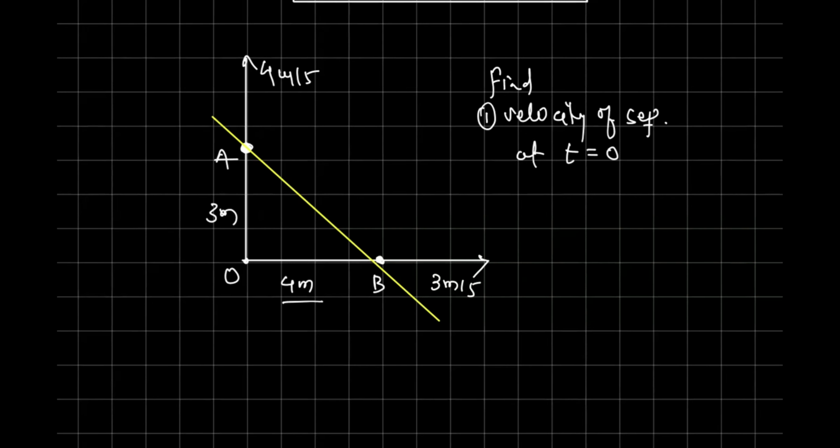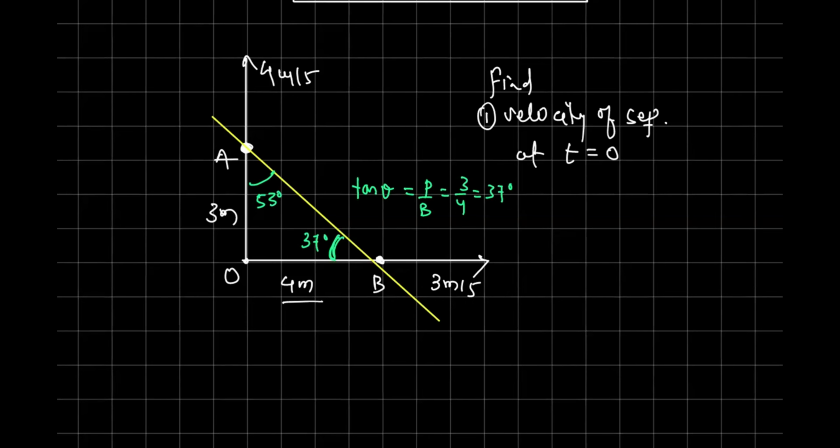You know the velocity of this particle is 3 meter per second. So I can find out this angle first of all. You know this angle is going to be 37. How? Tan theta is equal to perpendicular upon base, so 3 by 4 gives 37. So this angle is going to be 53.